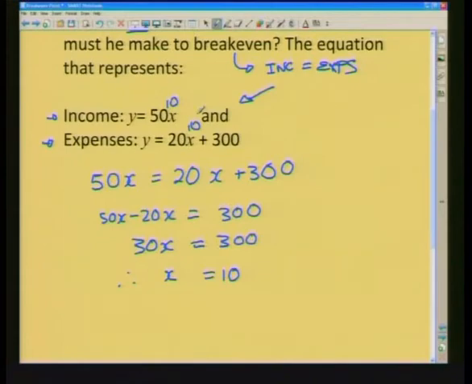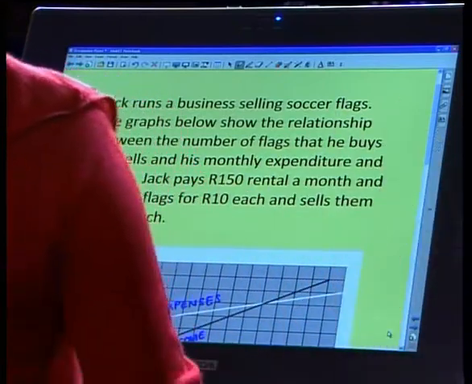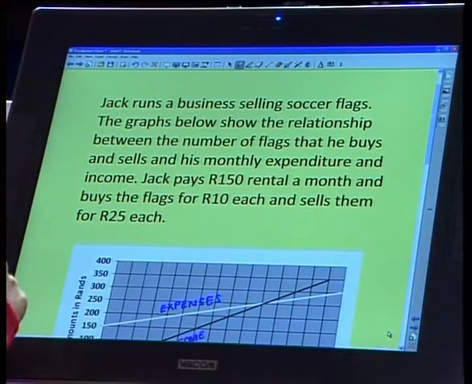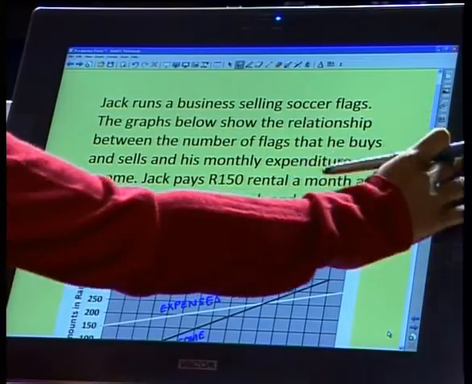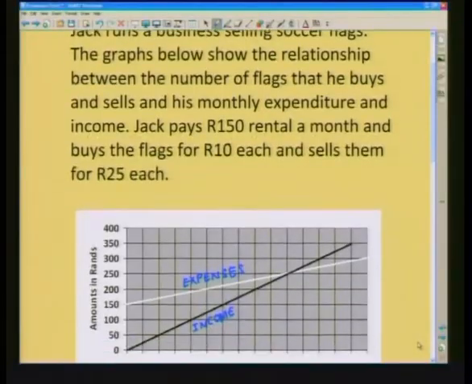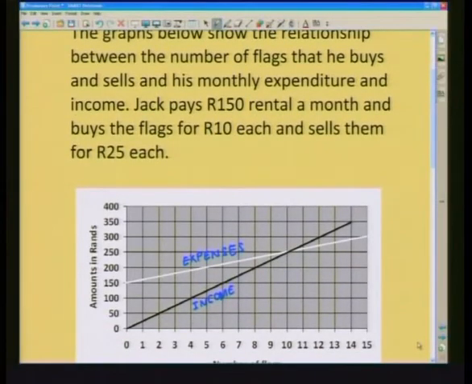We're now going to move on to example 6, which is the last example on break-even points. So using graphs to find out what is the point that a business will break even. Jack runs a business selling soccer flags. The graphs below show the relationship between the number of flags that he buys and sells and his monthly expenditure, which is the same as expenses, and income, that's the money that he gets in.